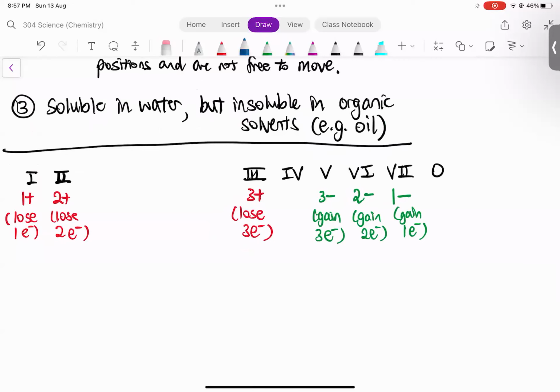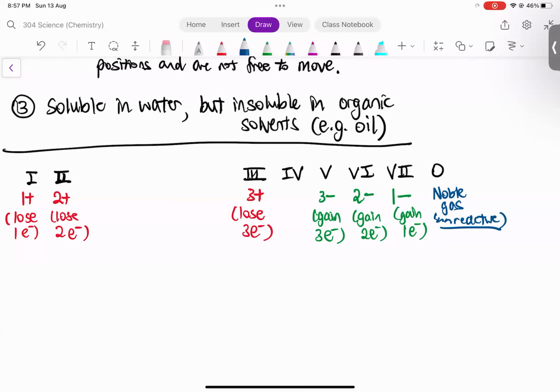Group 1, group 2, group 3, group 5, which is V, V stands for 5, group 5, group 6, group 7. Then we go to group 0. Under group 0, you'll write noble gas. Now, I hope you know by now, noble gases are unreactive. They do not form bonds. They don't have to lose, they don't have to gain, they don't have to share also. They are unreactive.